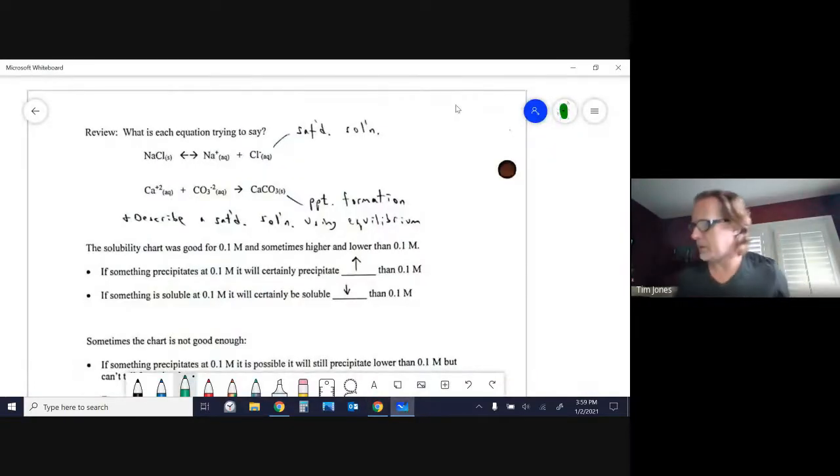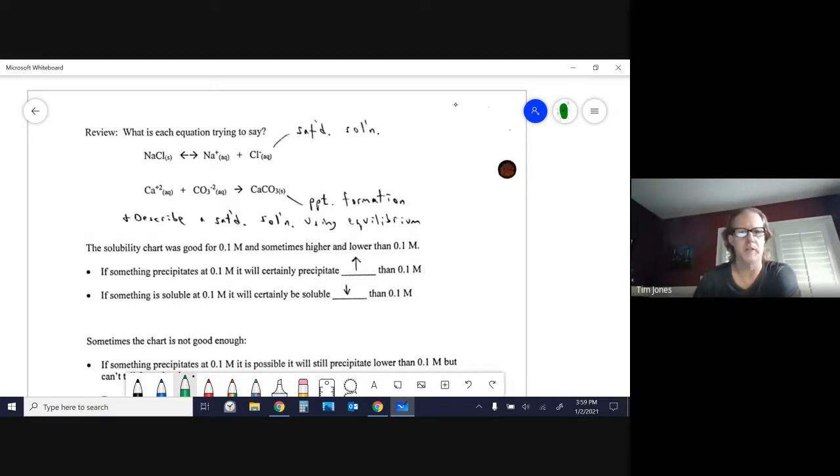All right, these are AP Chemistry notes, pages 60 and 61. And let's start off with some items for clarity. It says, what is each equation trying to say?